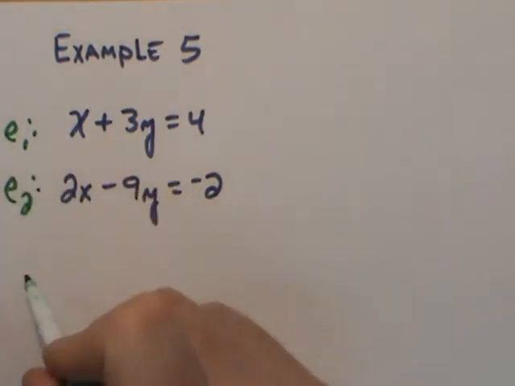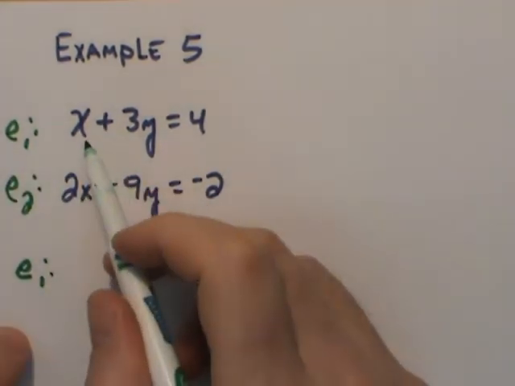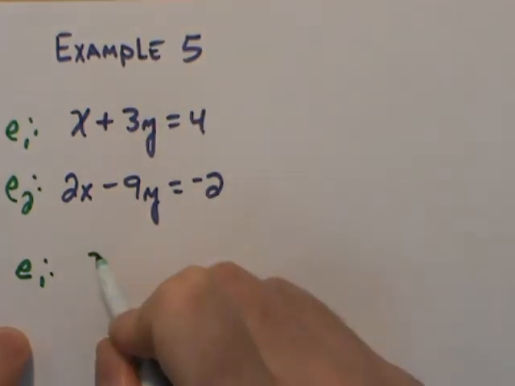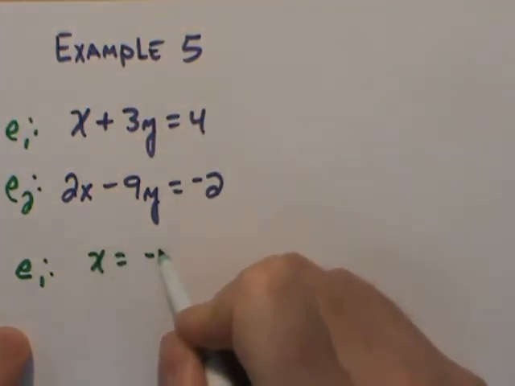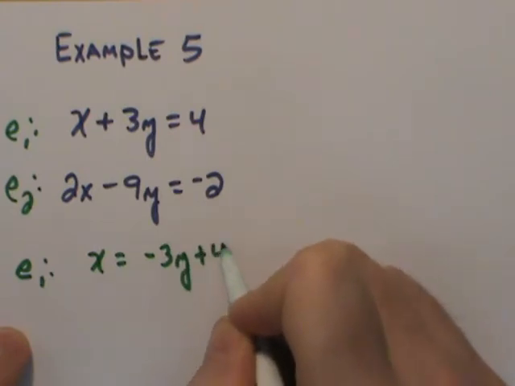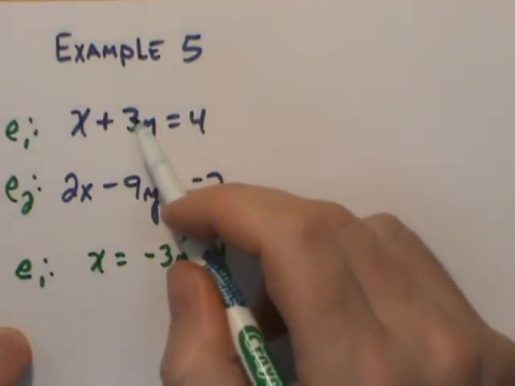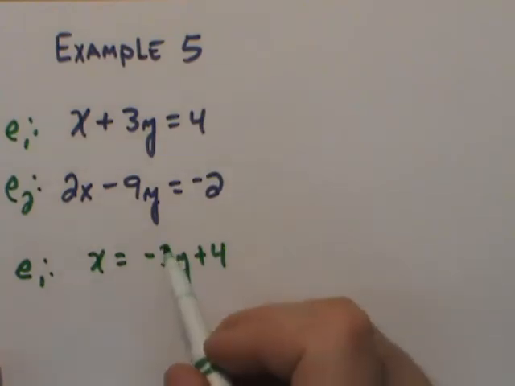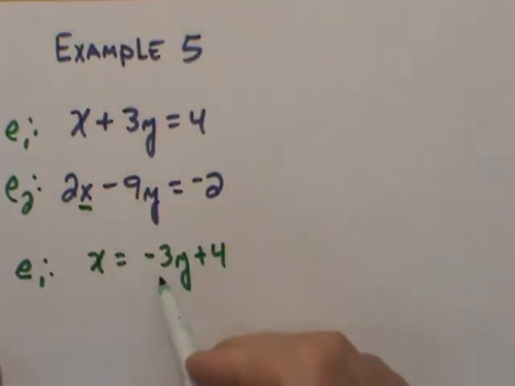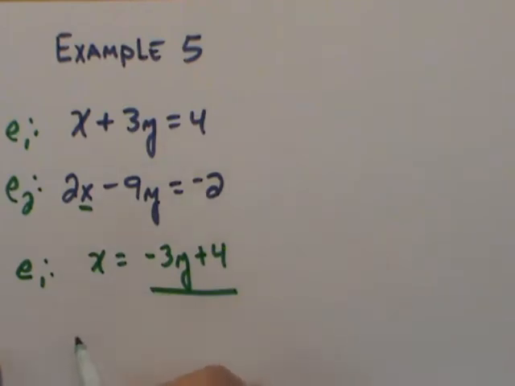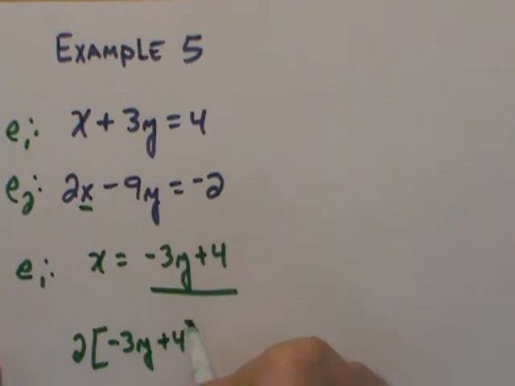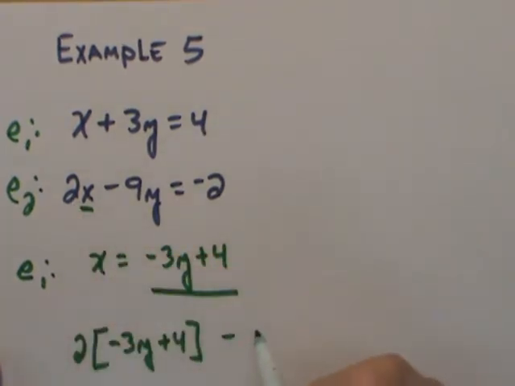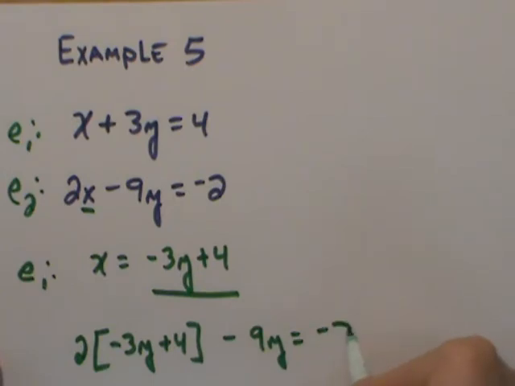And so, equation 1, I'm just going to transform it. I'm going to solve for x by moving that 3y over. In other words, x is equal to negative 3y plus 4. Because I move this 3y over, it turns into a negative 3y. Now once I have that isolated, it tells me I can jump to the second equation, and everywhere I see x, I can replace it with this rule. And so I can say 2 times negative 3y plus 4, I'm replacing the x, minus 9y equals negative 2.